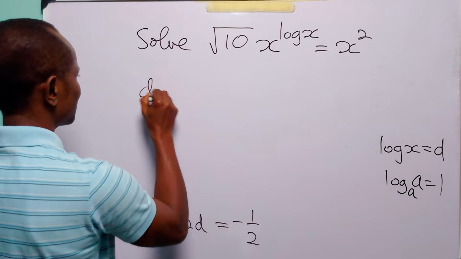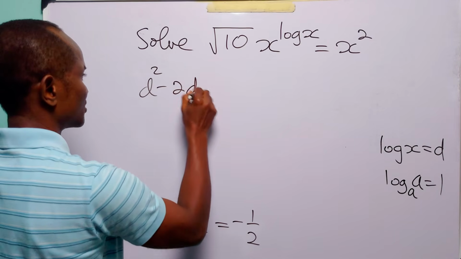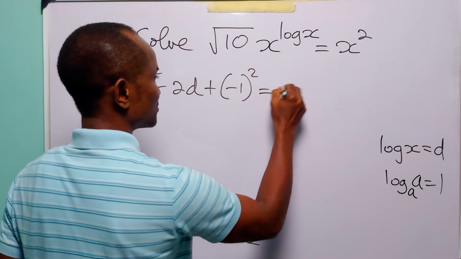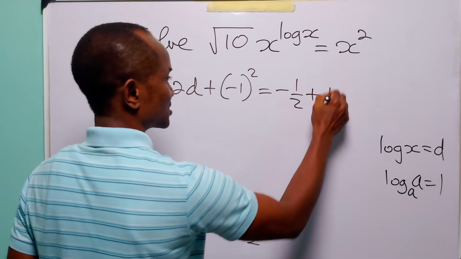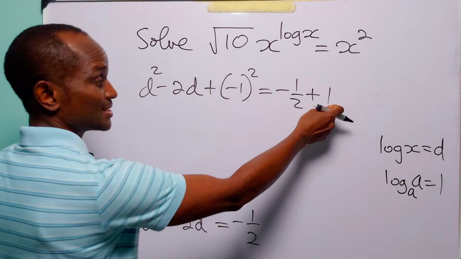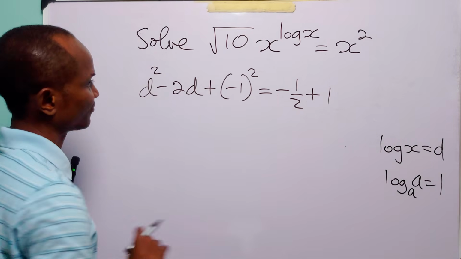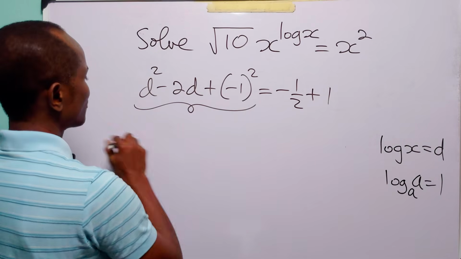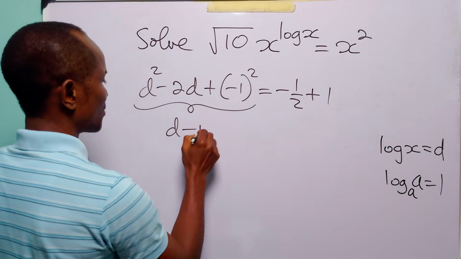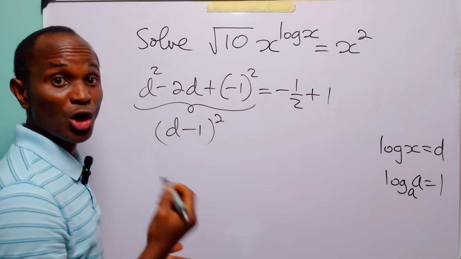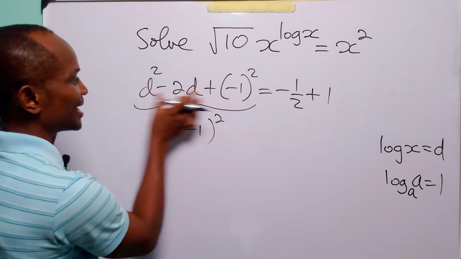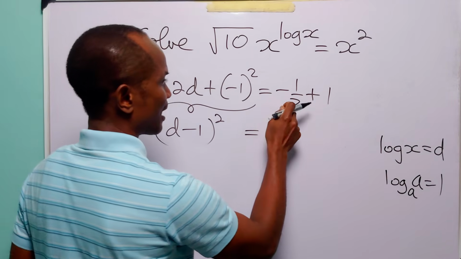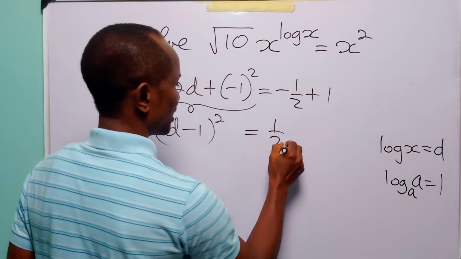So when we do that, we have d squared minus 2d plus minus 1 squared is equal to minus half plus 1. Of course, minus 1 squared is equal to 1. Now, when you look at the left-hand side of this equation, you will see that this is a perfect square. So we take d and we take minus 1 and we square both. Notice that if you expand this, you're going to get exactly this. So we haven't changed anything. Now, on the right-hand side, of course, 1 minus half is equal to half.